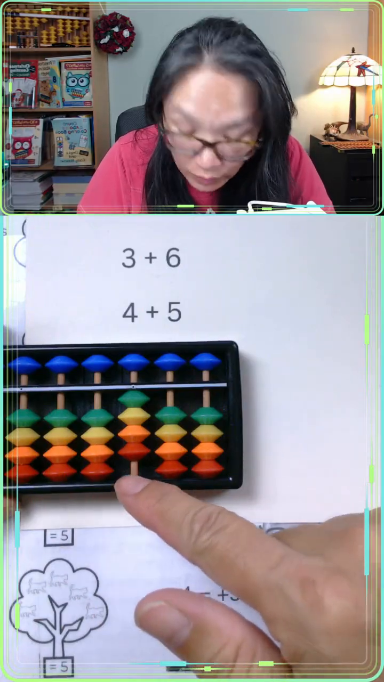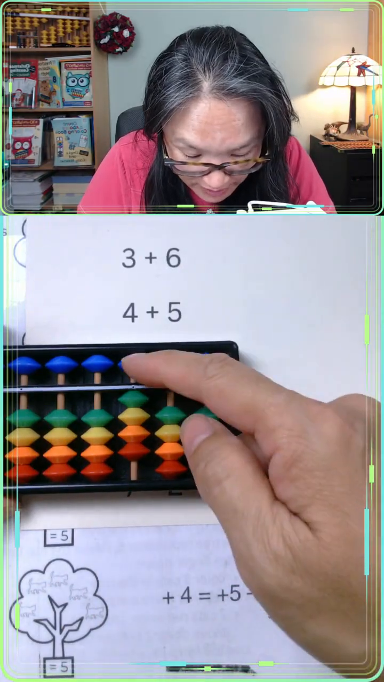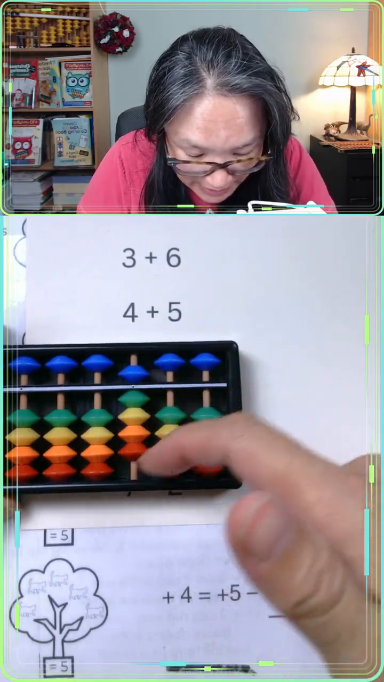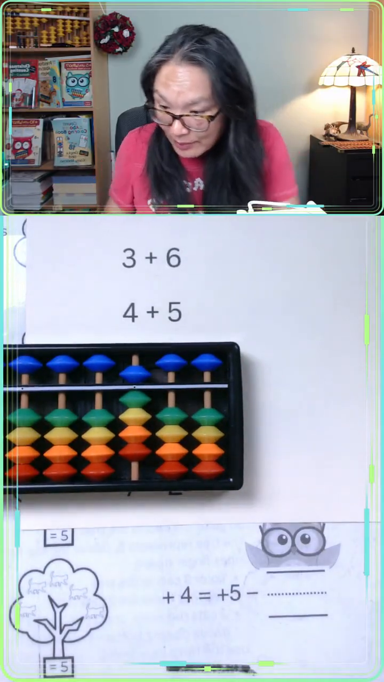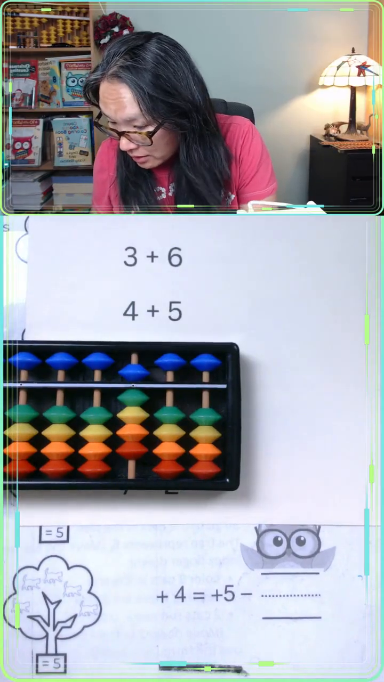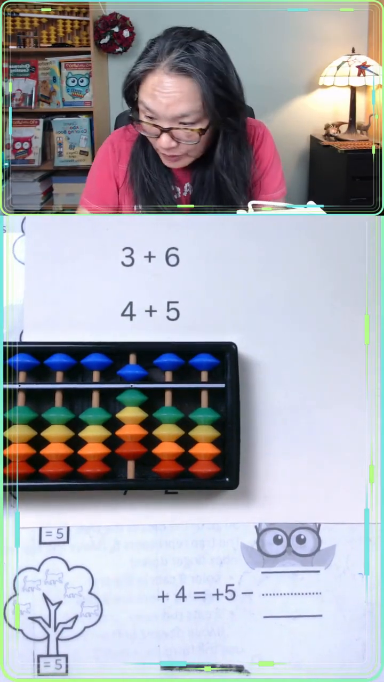So then we have 4. We want to plus the 5. You plus the 5. That's it. We don't need to memorize this because it shows us on the abacus, which is really crazy, right? Okay, so we're going to continue on.